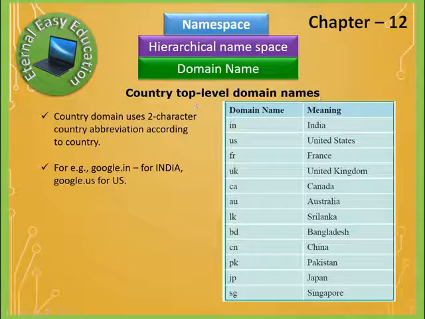Then country top level domain names. By seeing the website address, sometimes we will be able to know the country by seeing these letters. Country domain uses a 2-character country abbreviation according to the country. Google.in means India, Google.us means US. So IN, US, FR for France, UK for United Kingdom, CA for Canada, AU for Australia, LK for Sri Lanka, BD for Bangladesh, CN for China, PK for Pakistan, JP for Japan, SG for Singapore.